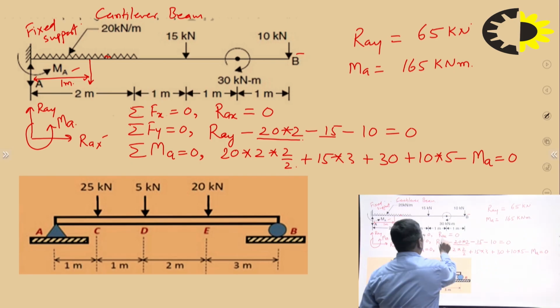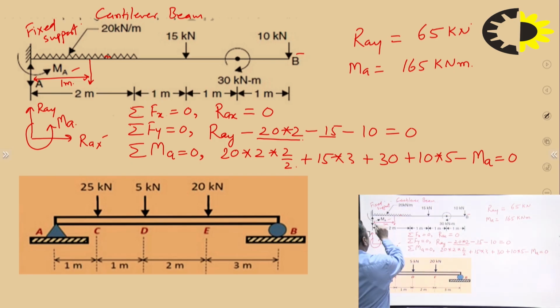Will there be any moment due to RAX and RAY about point A? Because of this or this, will there be any moment about this point? No. Why will there be no moment? Because both these forces are passing through point A. So I hope the question is quite clear. The next question you can try on your own. So that will be done by you only. If there is any issue or problem, you can write to me.